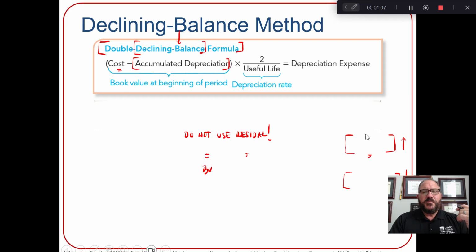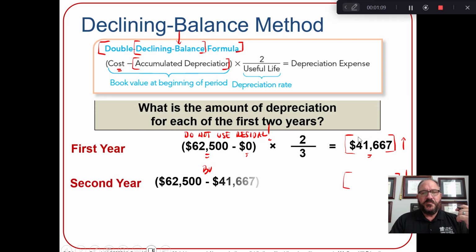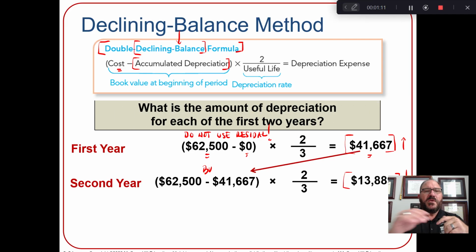Now the next one is double declining balance. Now this one's a little bit different. And it's actually, they tell you about it right in the name. It's a declining balance formula. So what you have to do is you take the cost minus the accumulated depreciation times 2 over the useful life. So depending upon what your useful life is, like in this case, useful life was 3 years, right? We said. So you're going to take 2/3 of depreciation in the first year.